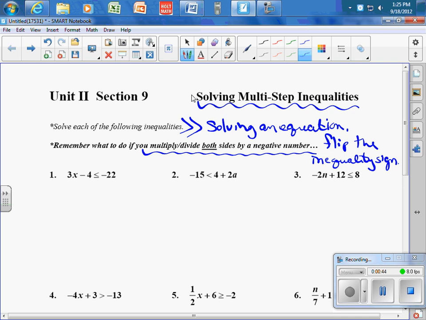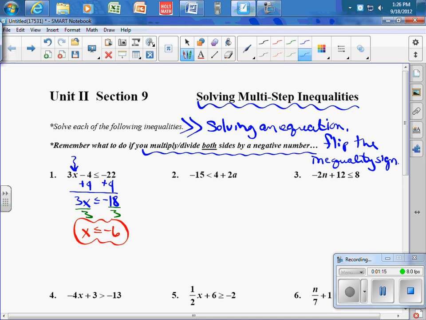Number one, we want to isolate the x. The x is what we're trying to get by itself. We need to get rid of the 3 and this minus 4. Start with the minus 4, cancel it out by adding 4 to both sides. 3x is less than or equal to negative 18. Now we're going to divide both sides by 3, and we get, as our answer, x is less than or equal to negative 6.